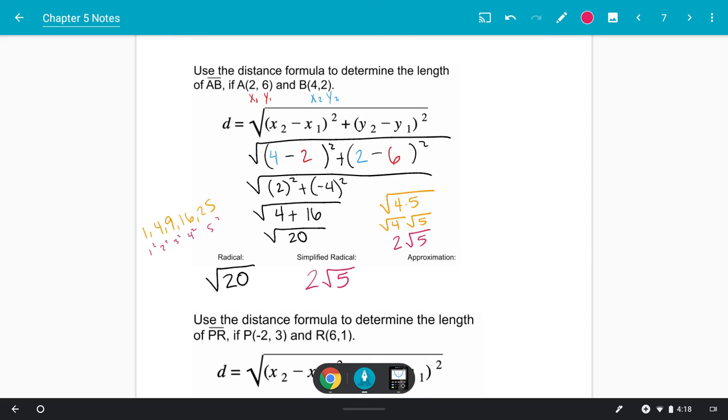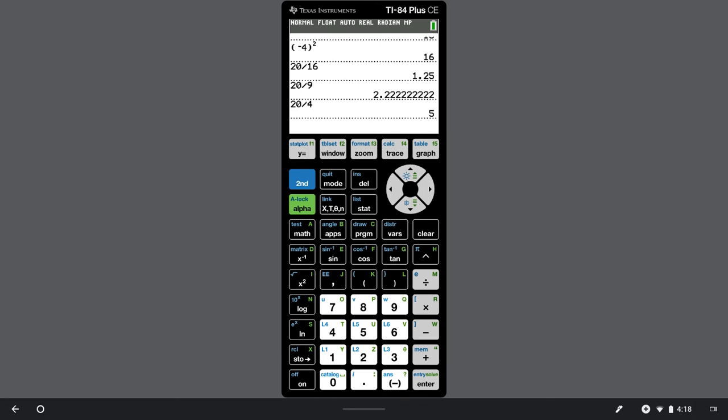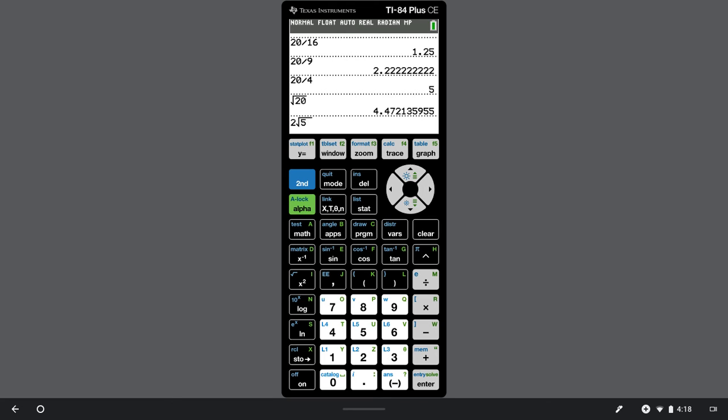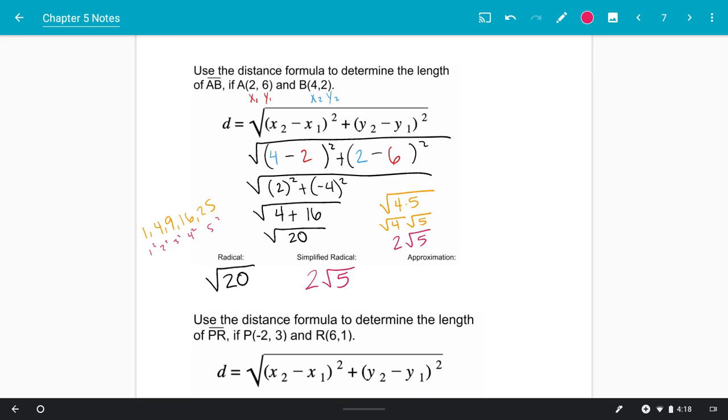And then the approximation is what you put in the calculator. So you could put square root 20, or you could put 2 square root 5. Either way, you're going to end up with that same amount. And if I want you to go to one decimal spot, then you need to look at this one and it's going to make this into 4.5. So that's your approximation.